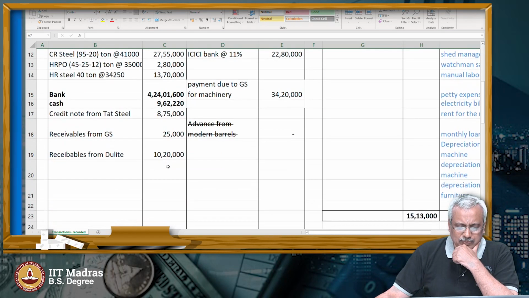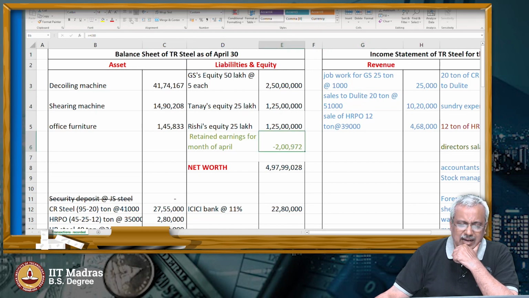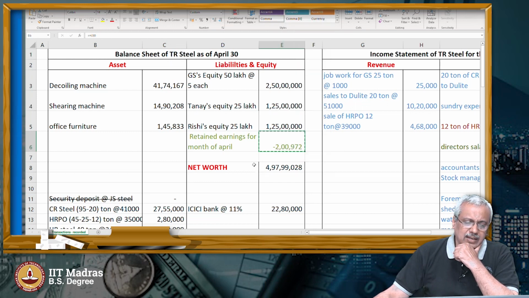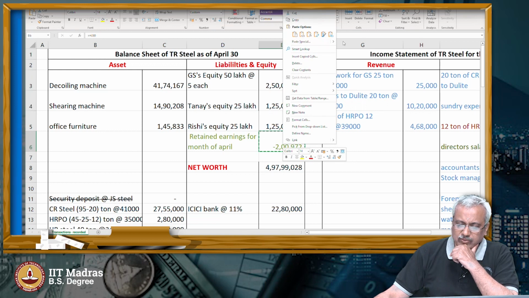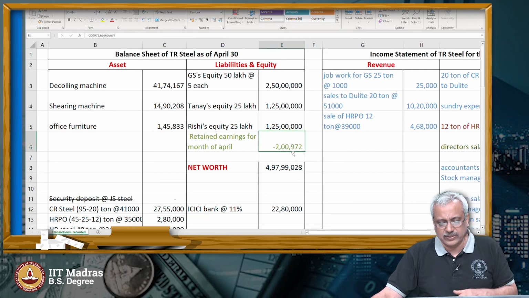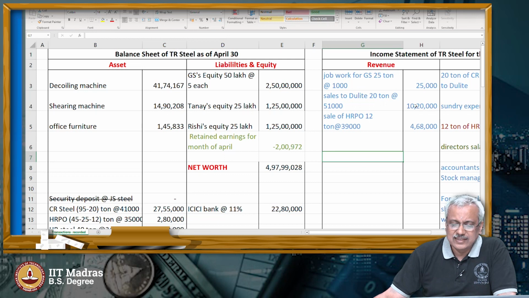As of April 30th, your balance sheet looks like this. Your income and expenditure for the month of April was so much, and you ended up making a loss of 2,00,972. Now we move on to the month of May.